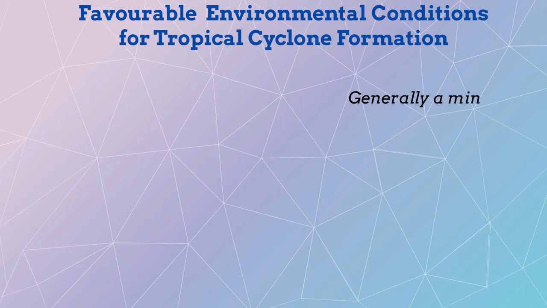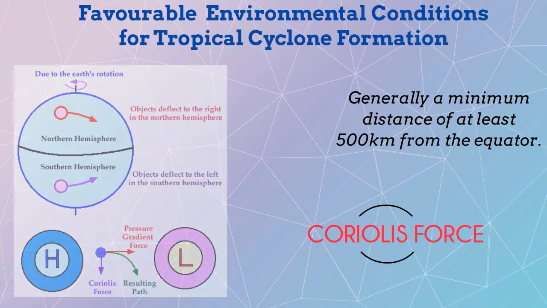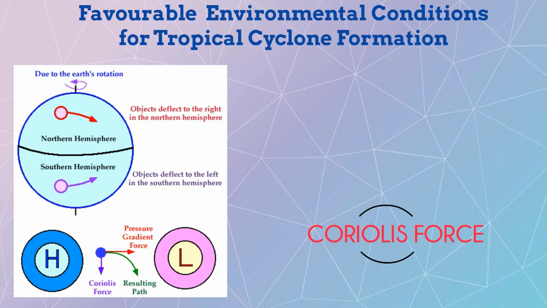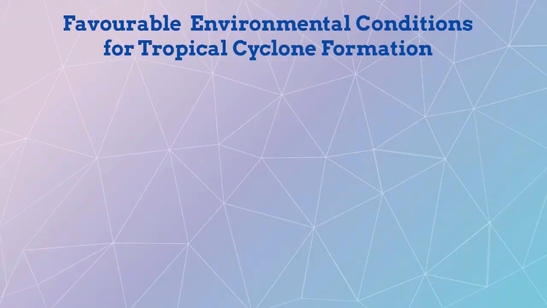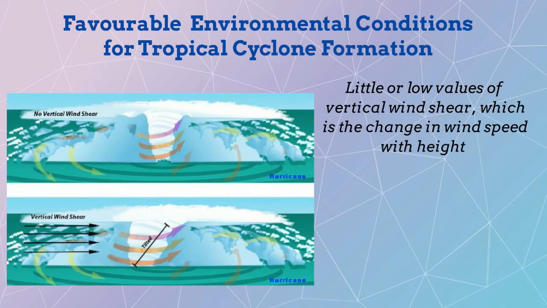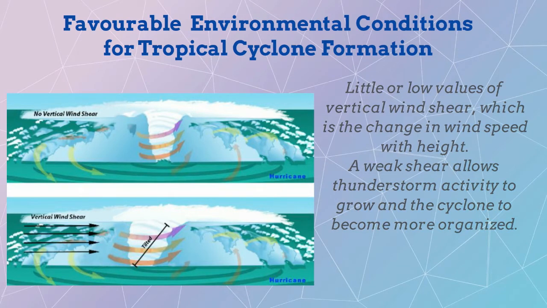Generally, a minimum distance of at least 500 kilometers from the equator that will allow for the Coriolis force caused by the rotation of the Earth to provide the initial spinning or twisting of the rising air. Little or low values of vertical wind shear, which is the change in wind speed with height. A weak shear allows thunderstorm activity to grow and the cyclone becomes more organized.